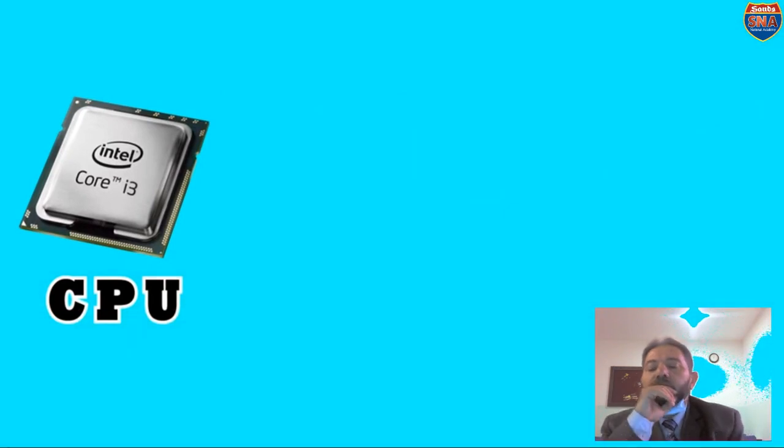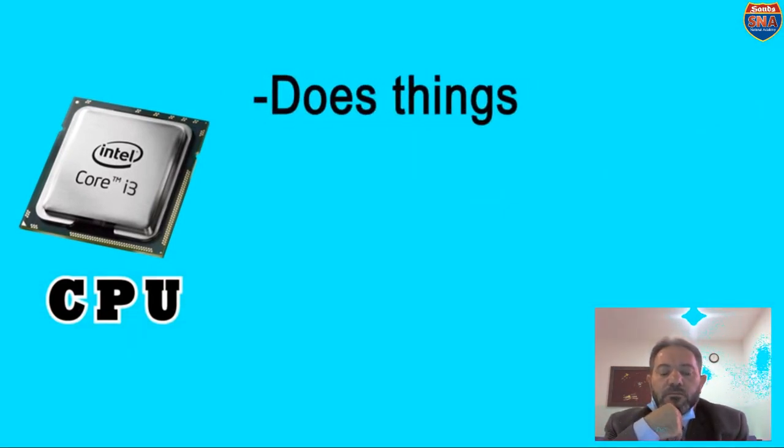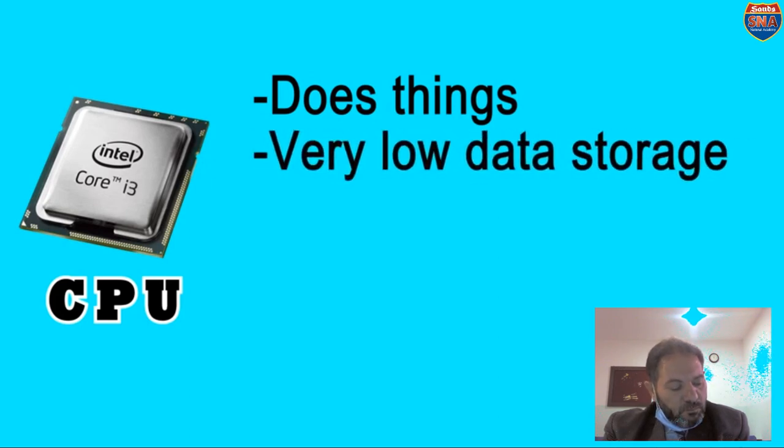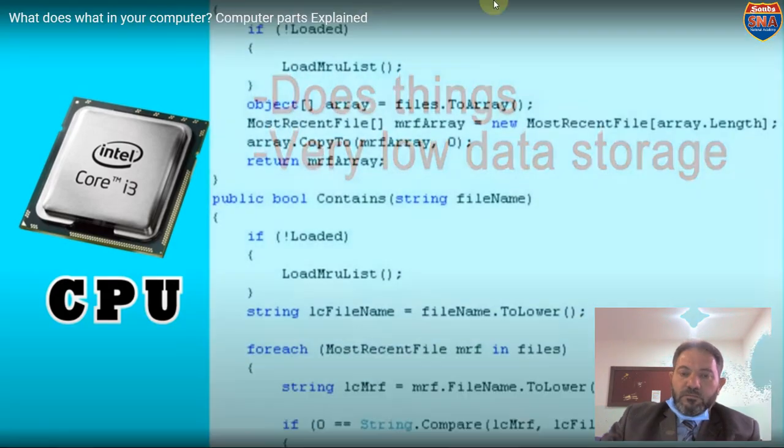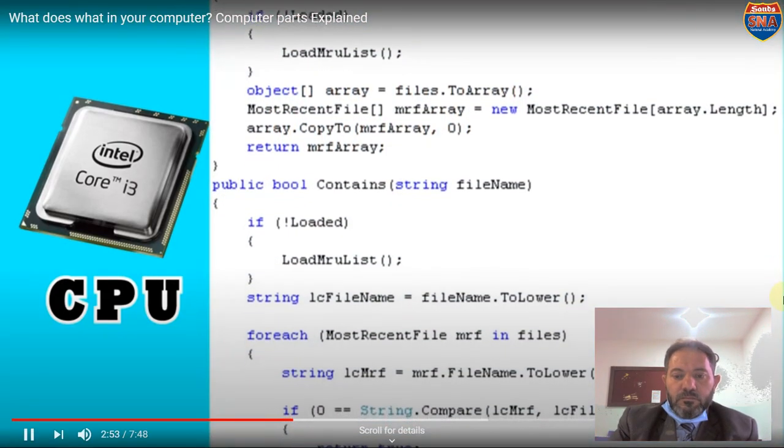So let's start with the CPU. The CPU is where your computer does things. It isn't really capable of storing very much data at all, but it's very good at doing things with data. Quickly reading it, arranging it, doing the type of quick and massive calculations needed to run your programs.